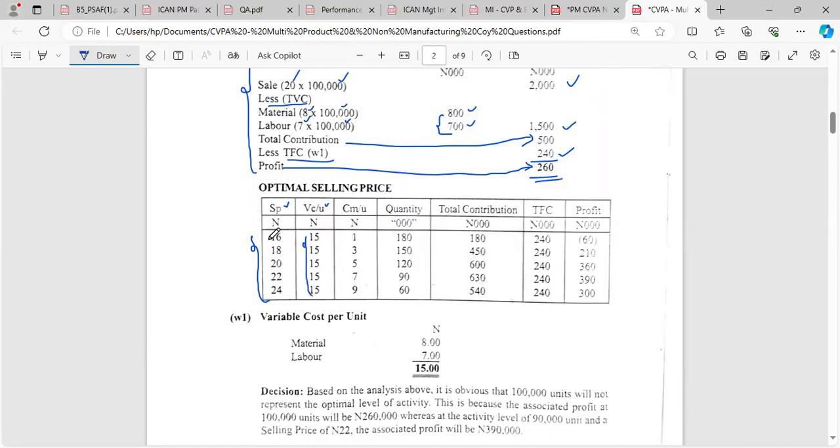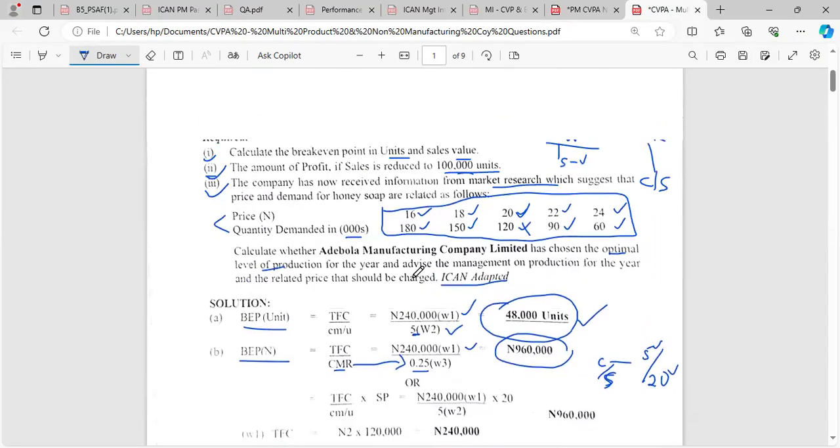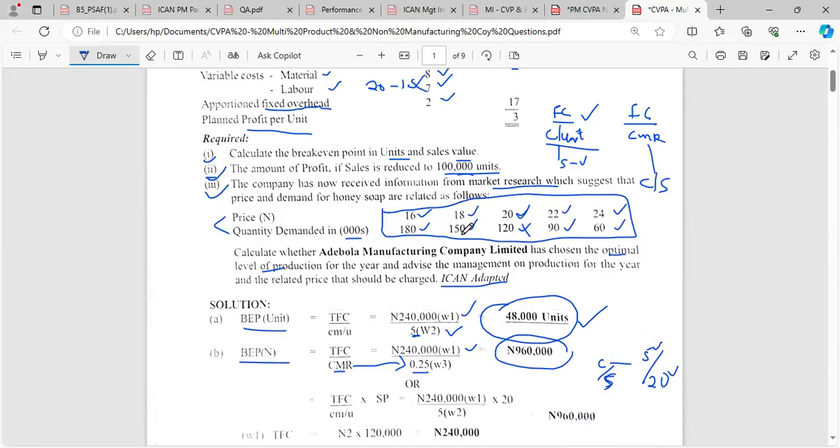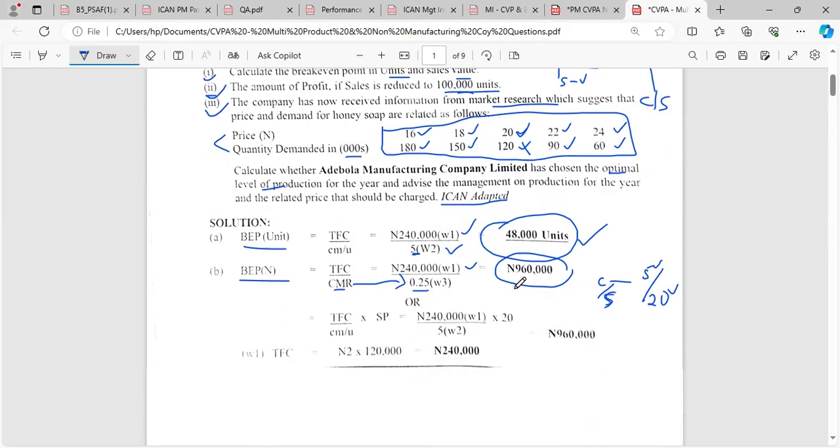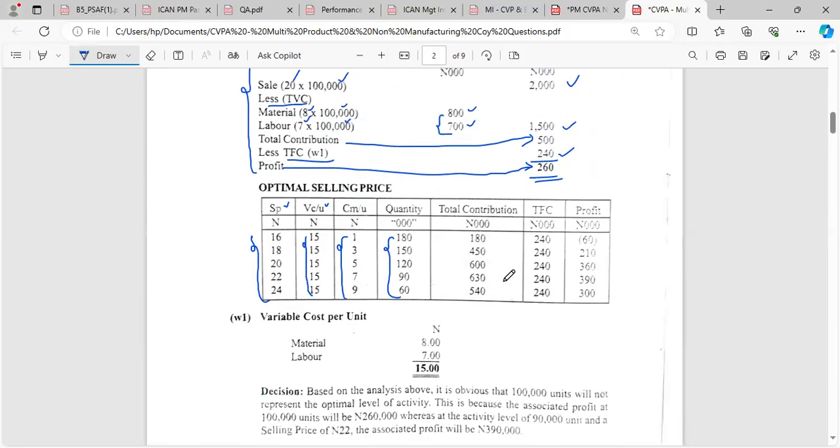Now, selling price minus variable cost gives us the contribution. That's how we got all this contribution. So 16 minus 15 is 1, 18 minus 15 is 3. Now that we have contribution, we can multiply it by the quantity to get total contribution. The quantities that we want to sell are 180, 150, 120, 90, 60, and they are in the table. So just multiply and you get total contribution.